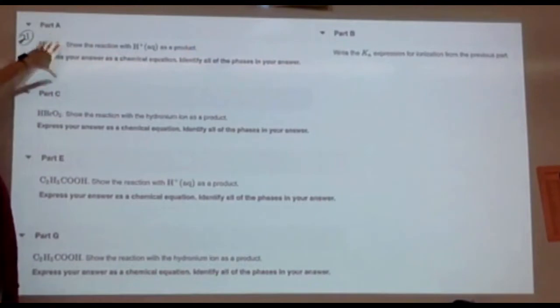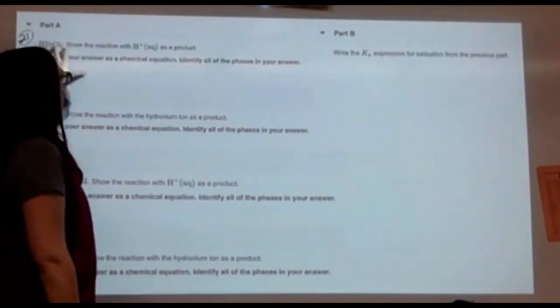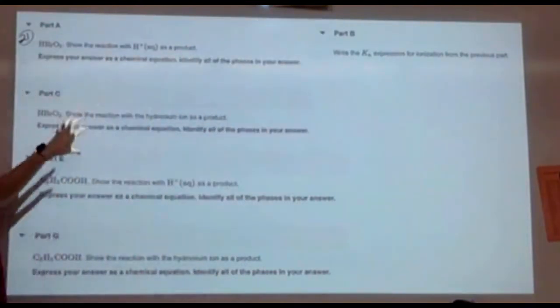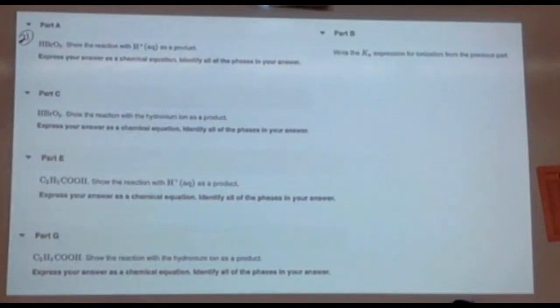So in number 21 of Mastering, you can see part A and then part B, and then I just pulled out C, E, and G. For this, it wants us to show the reaction of a weak acid. It wants us to show what happens to a weak acid. And so part A gives us HBrO2, and it says show the reaction with H plus as a product.